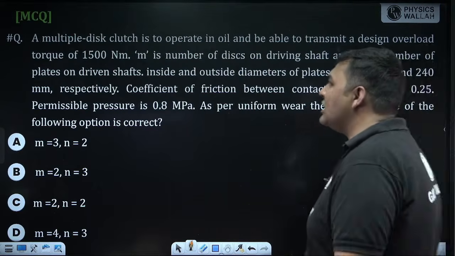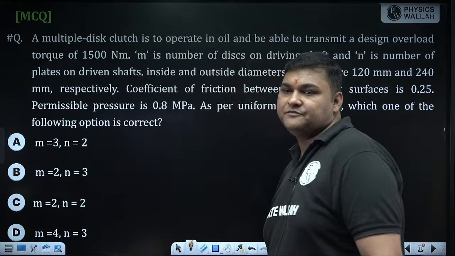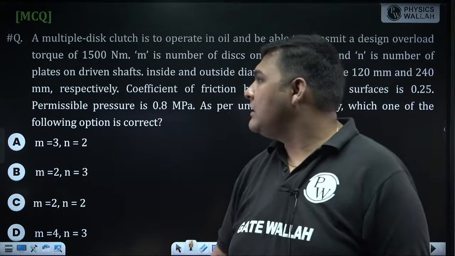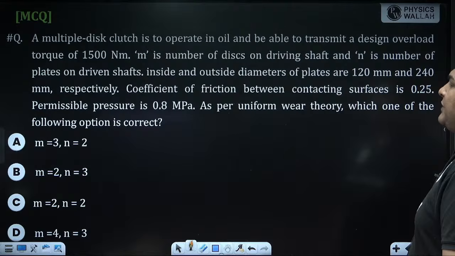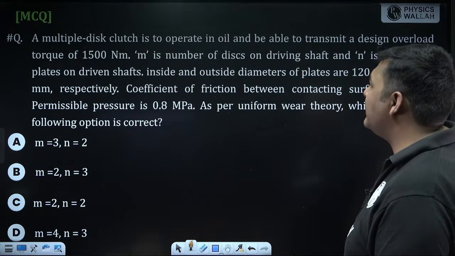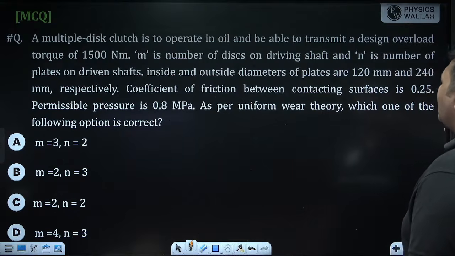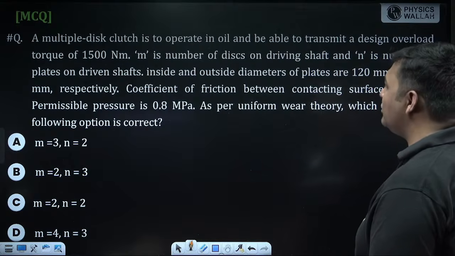Now moving ahead, solve this question. Now we are discussing the question of clutch. This is a question related to a multi-plate clutch. This is a multiple choice question, meaning out of these 4 options, 1 option will be correct. A multi-plate or multiple disc clutch is to operate in oil and able to transmit a design overload torque of 1500 Newton meter.